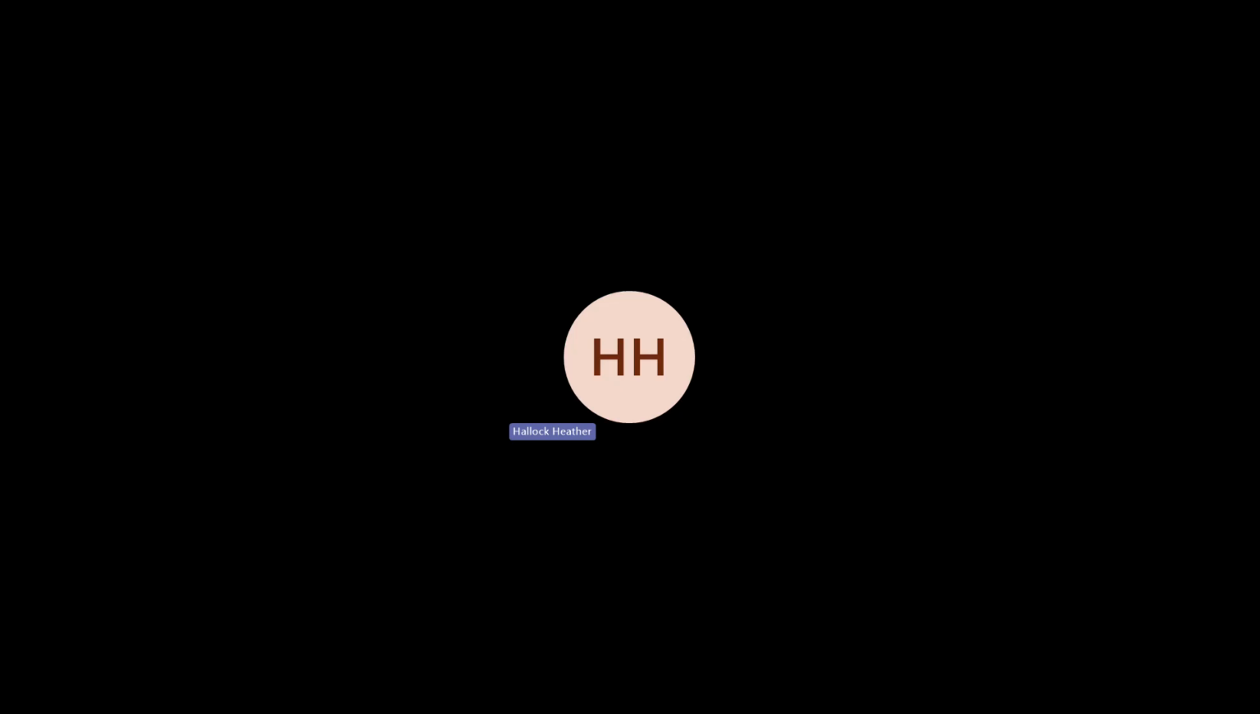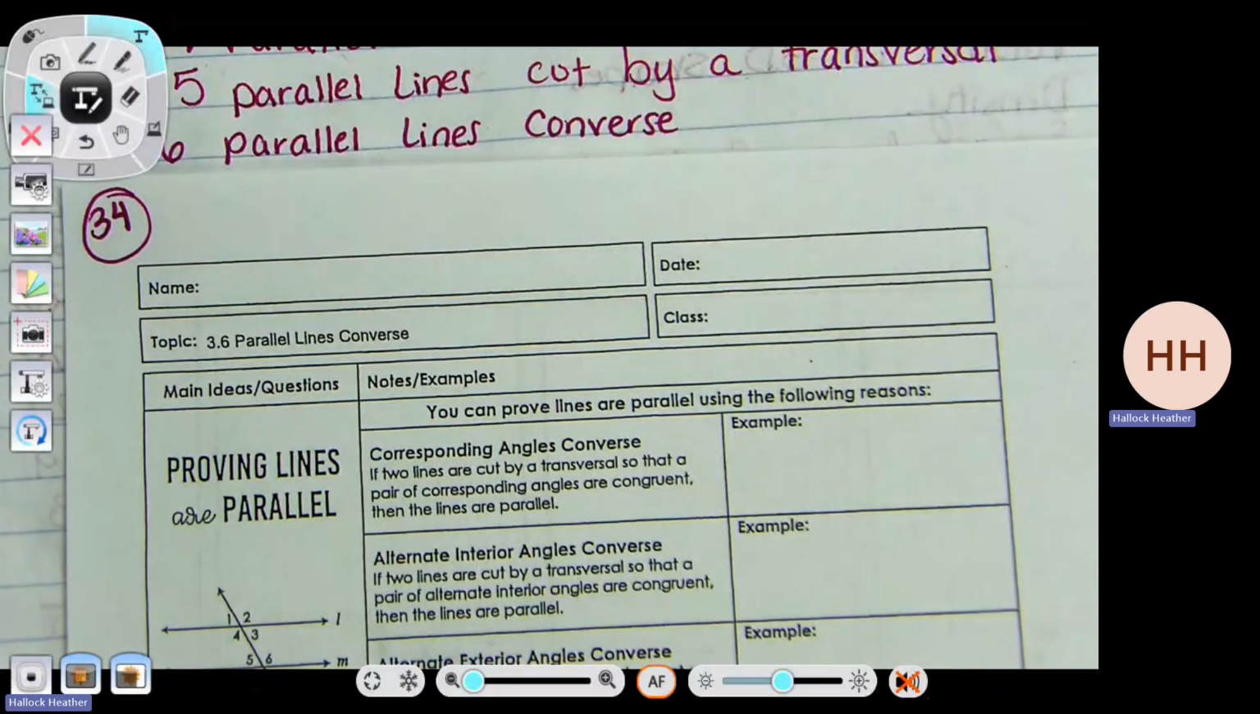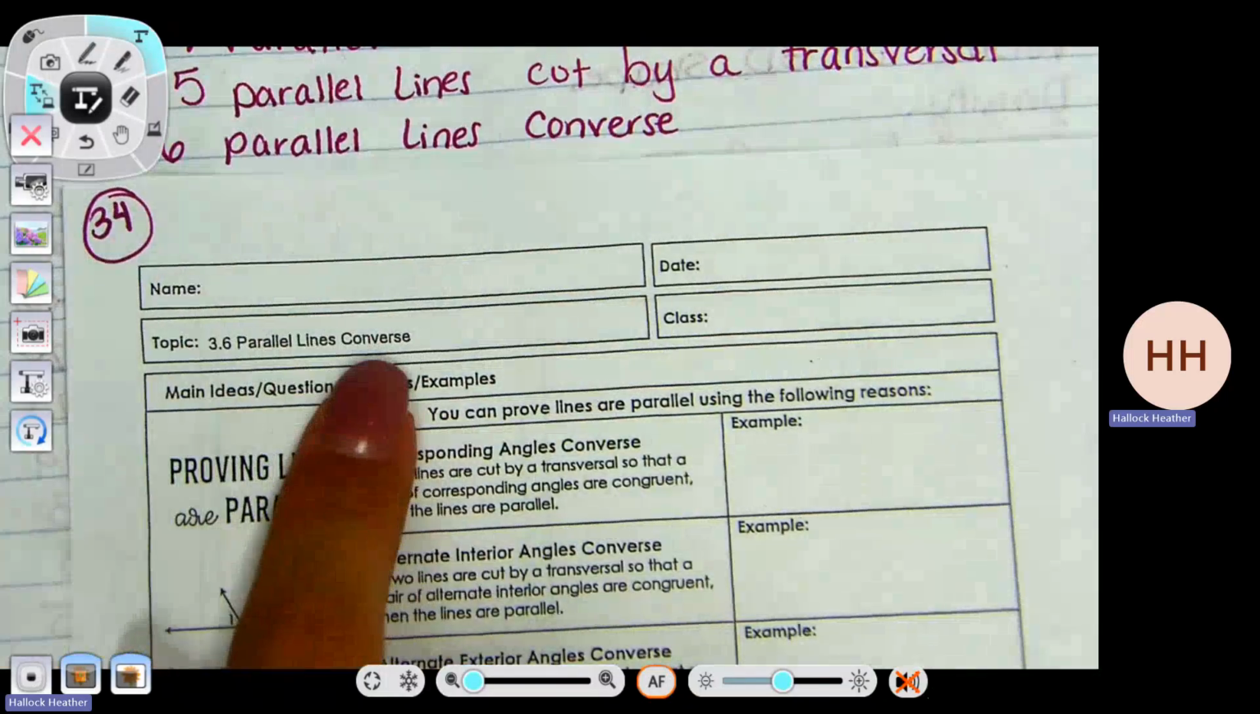I go through and you're going to use all the new vocabulary that we've been talking about. That's important. That's on that poster. Alternate interior, alternate exterior, consecutive, and so on. The very last step is proving that the lines are parallel. That's when we're going to use the converse.